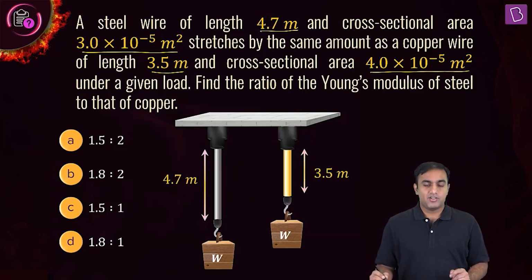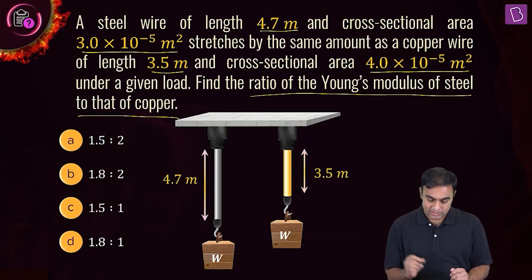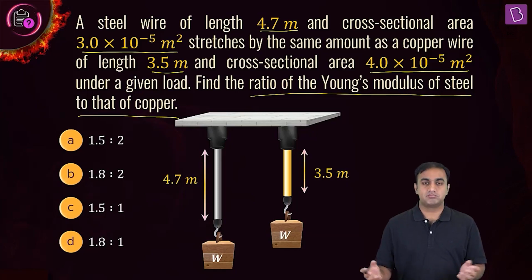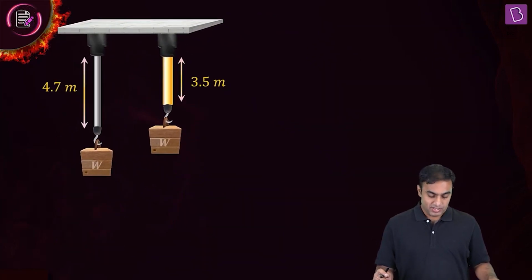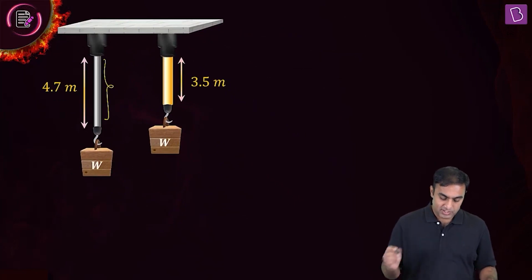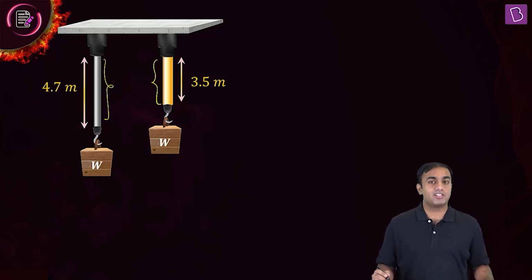It is said that when you apply the same load for both these wires, the stretch in both the cases will be same. With this information, we are supposed to find the ratio of the Young's modulus of steel to that of copper. Well, let me help you in visualizing the situation first. Here is the steel wire, originally of length 4.7 meter, and here is the copper wire, originally of length 3.5 meter.